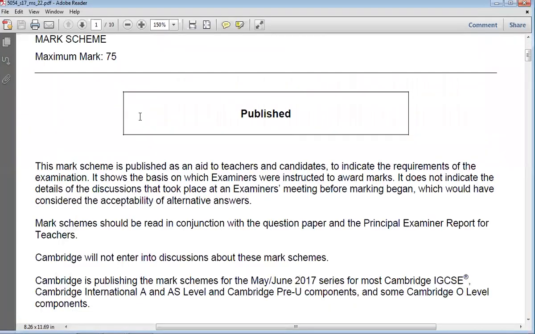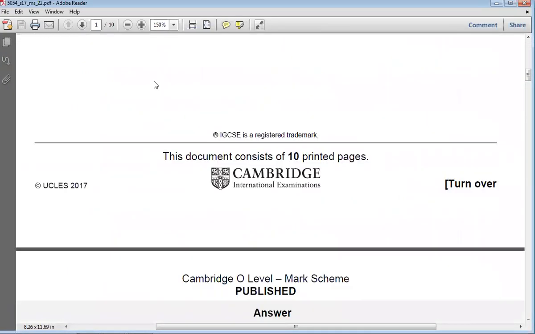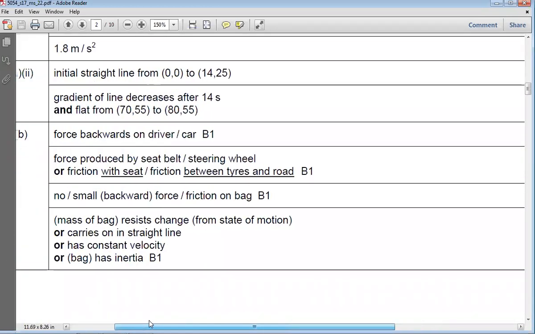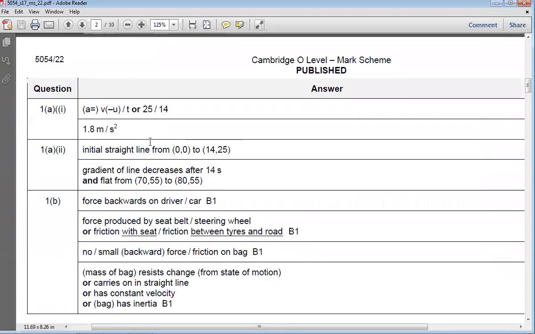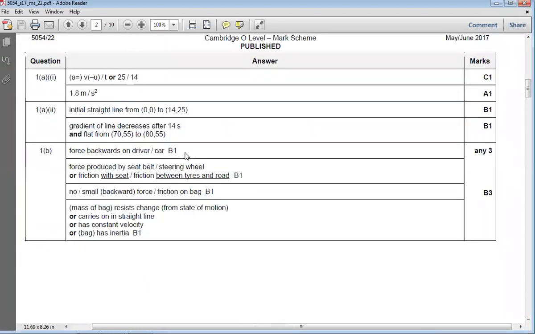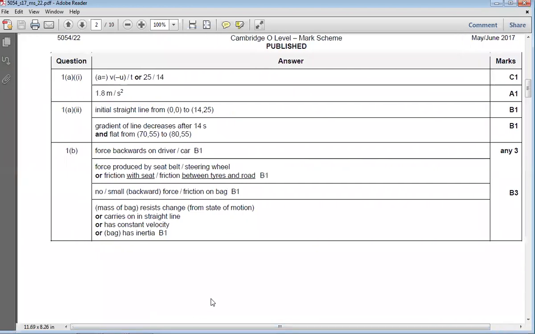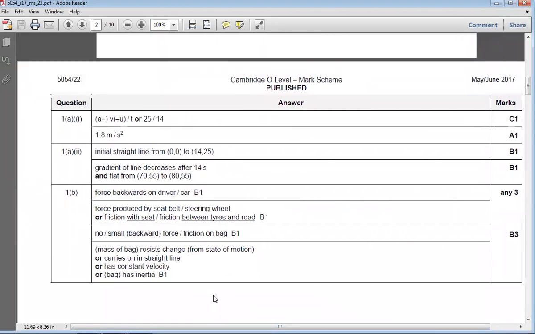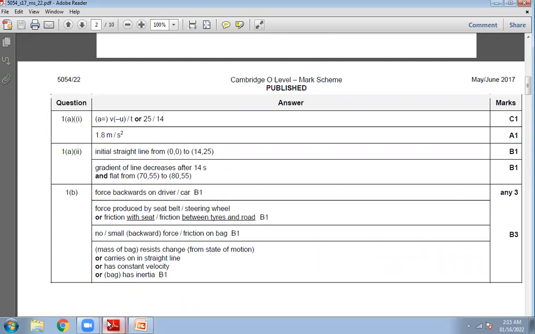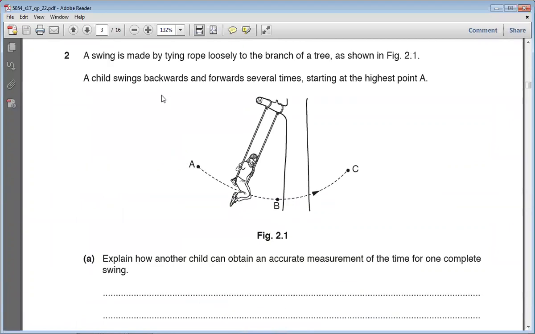So let's have a look at the marking scheme. So this is the marking scheme, and here we go. Question number 1's marking scheme is showing up on your screen. What you can do, pause this video and have a look at the marking scheme. Take your time, read this marking scheme, check every answer which we have given to make sure that our answers are correct and they are according to the Cambridge marking scheme. Okay, so let's move to the next part.